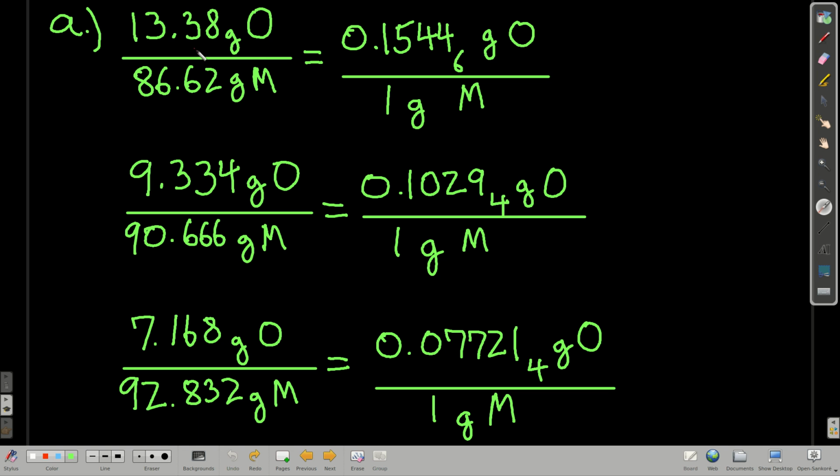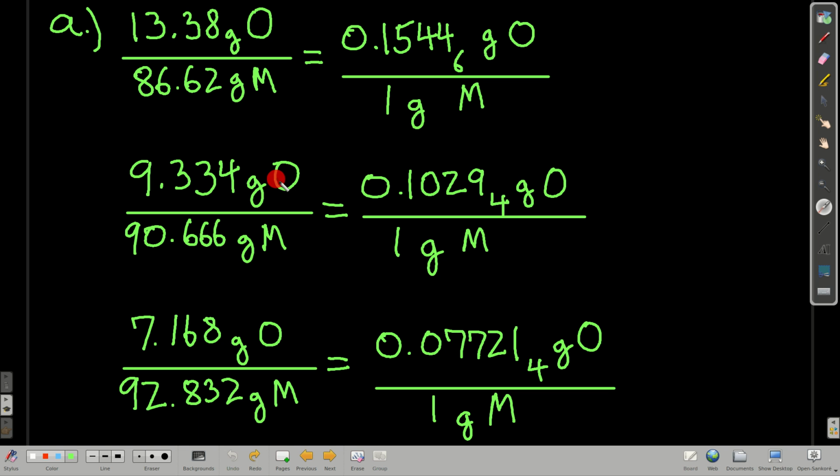Because it's 13.38% oxygen by mass, we know that the difference between 100 and 13.38, or 86.62, is the percent mass that's the metal. So 100 minus this gives us 86.62. In every 100 grams of the compound, we have 13.38 grams of oxygen and 86.62 grams of the metal. So we just do this division, and we get the grams of oxygen per 1 gram of the metal.